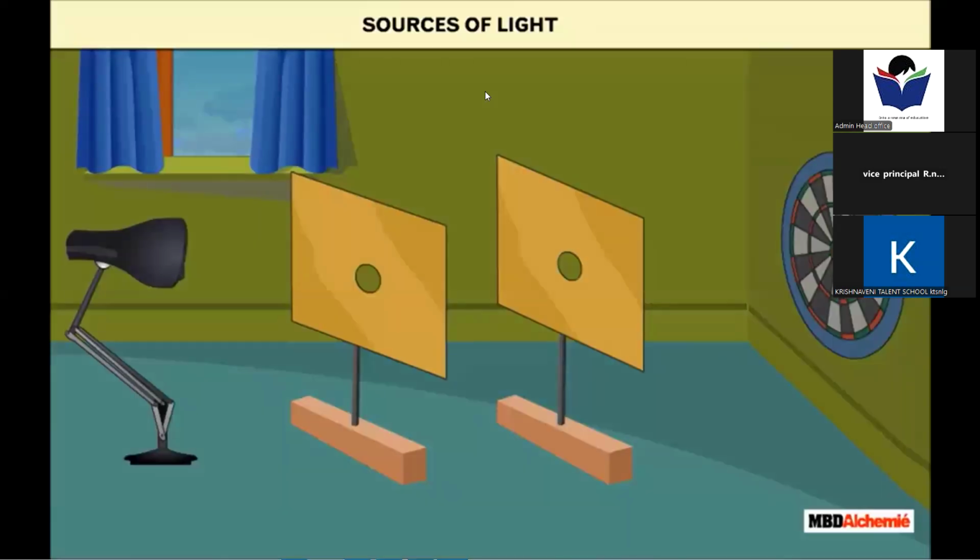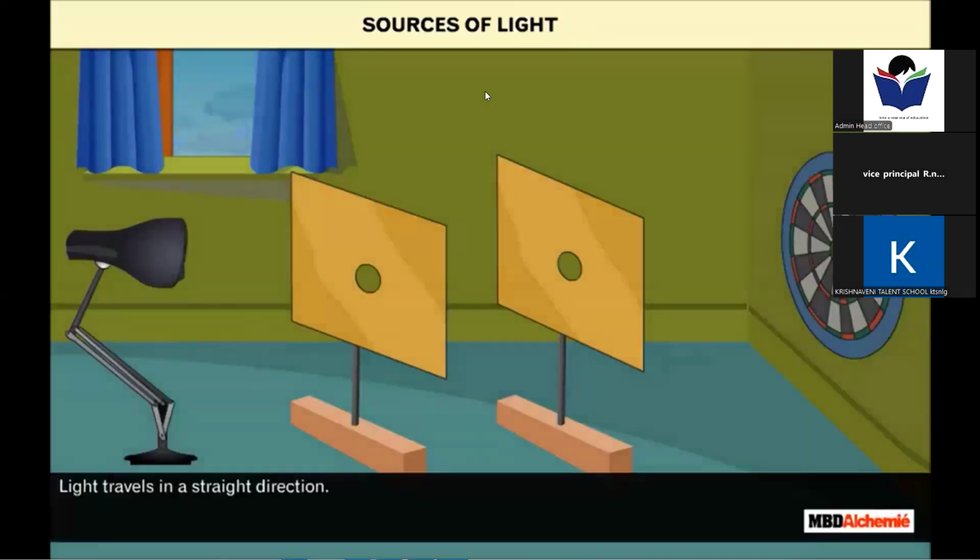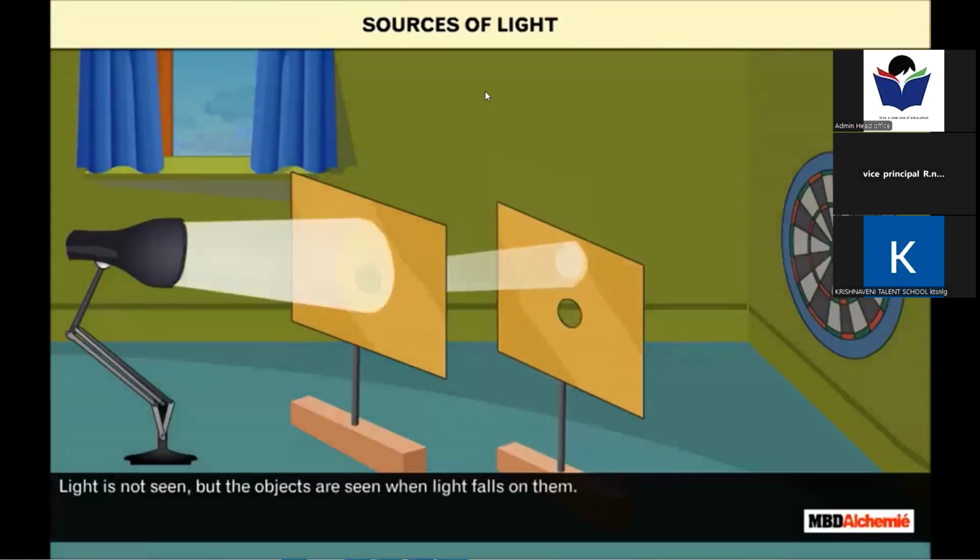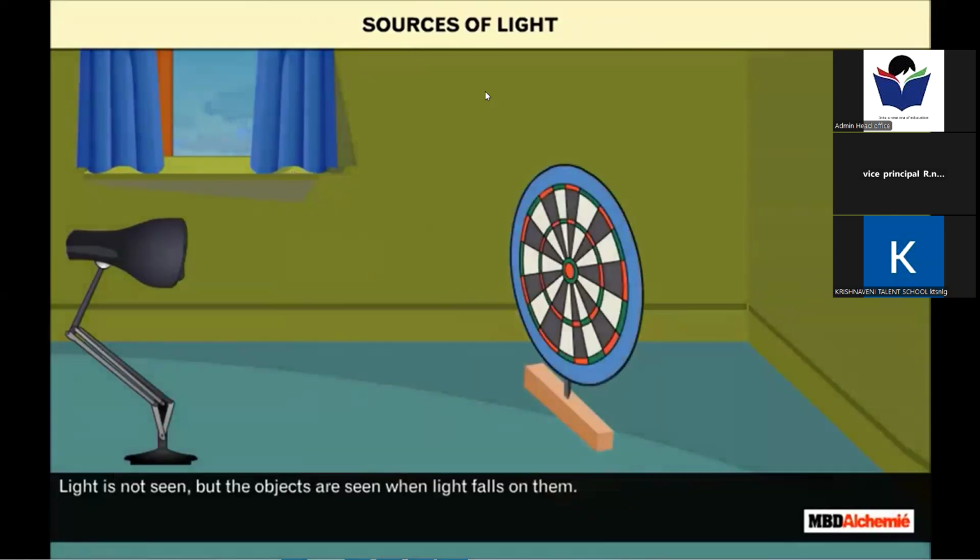Let us learn some properties of light. Light travels in a straight direction. Light is not seen, but the objects are seen when light falls on them.